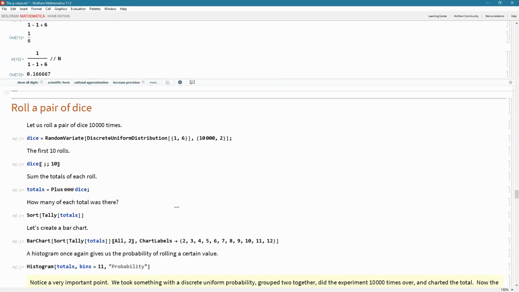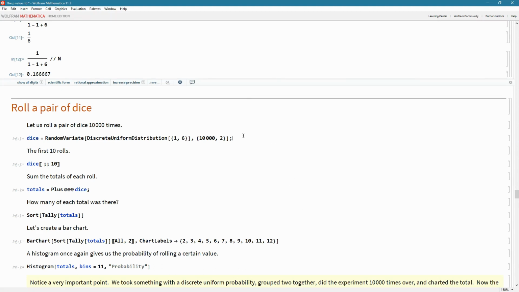I've still got my die, and now I get another one out. Now I've got a pair of dice. I like saying the word dice as opposed to a die. That just sounds so weird. Anyway, I've got my pair of dice, and I'm going to roll them both. I'm going to roll them 10,000 times.